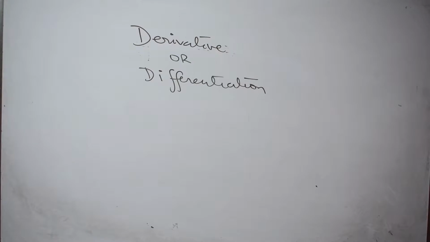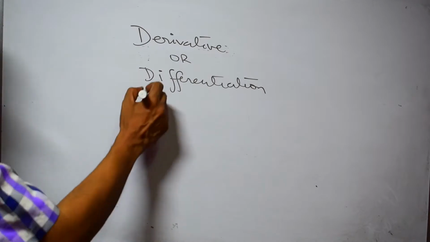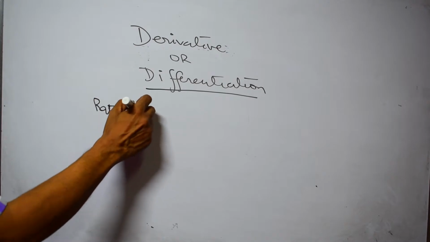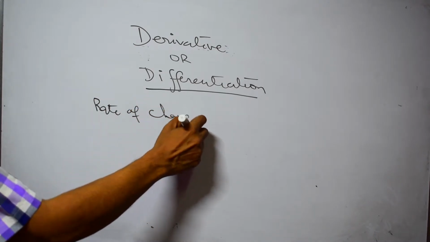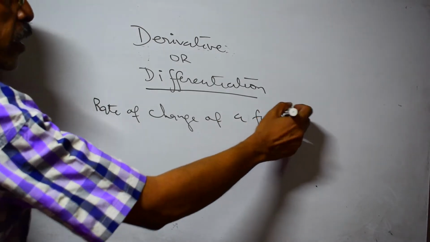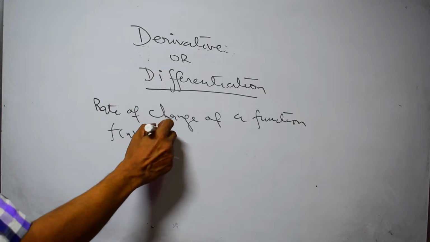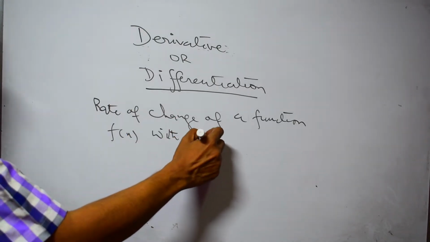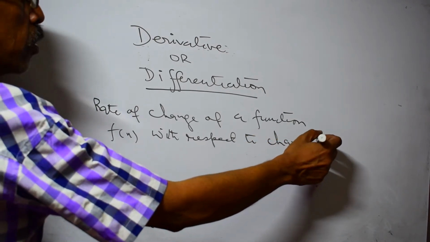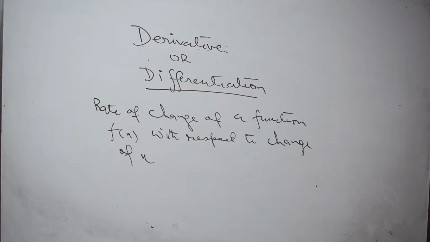Today we will discuss the basic concept of derivative or differentiation. That is actually related to change. Actually, we consider the rate of change of a function f(x) with respect to change of x. That means we need to find out the rate of change of f(x) with respect to the change of the value x.